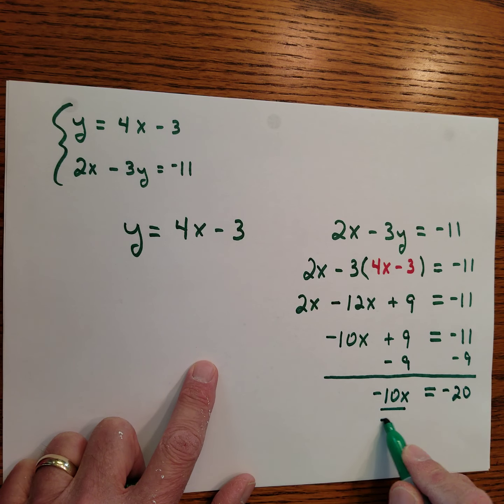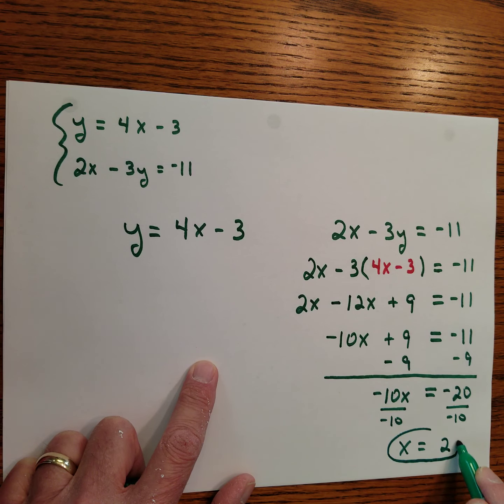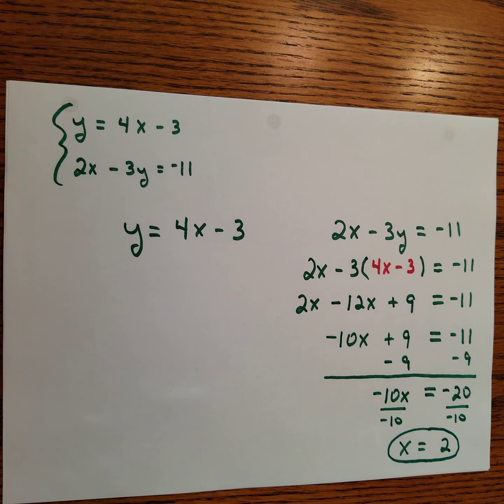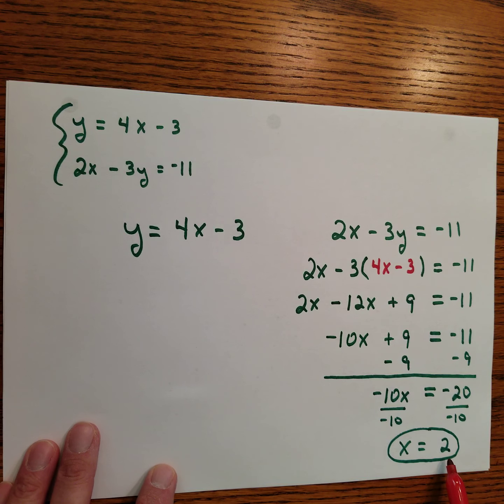Now divide. Negative 20 divided by negative 10 is 2, and a negative divided by a negative is a positive. There's my answer for x. I'm not done, however, until I also have an answer for y. To get my answer for y, let's come back to this equation and substitute 2 in for x.